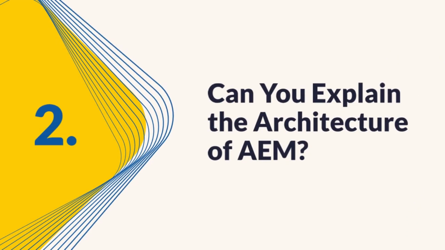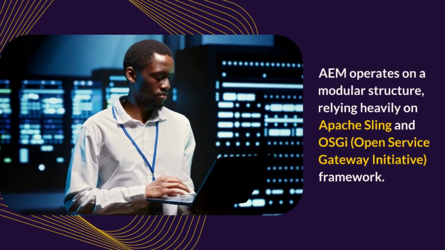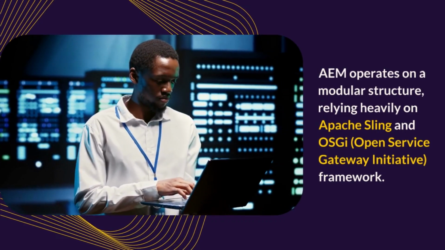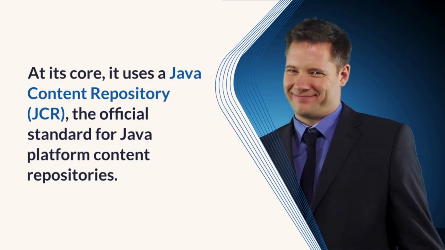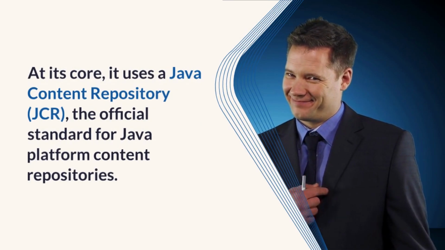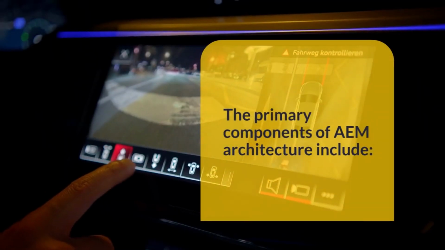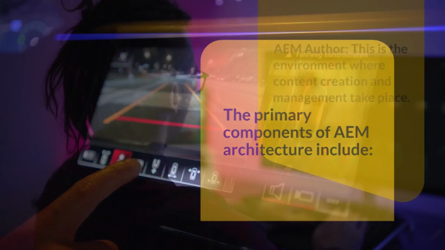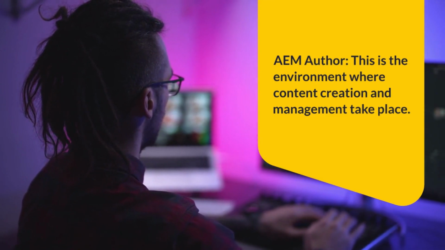2. Can you explain the architecture of AEM? AEM operates on a modular structure, relying heavily on Apache Sling and OSGI, Open Service Gateway Initiative, framework. At its core, it uses a Java Content Repository, JCR, the official standard for Java Platform Content Repositories. The primary components of AEM architecture include AEM Author. This is the environment where content creation and management take place.